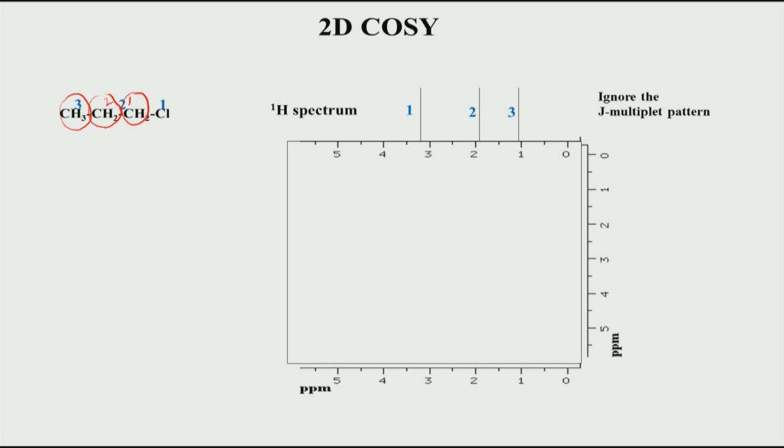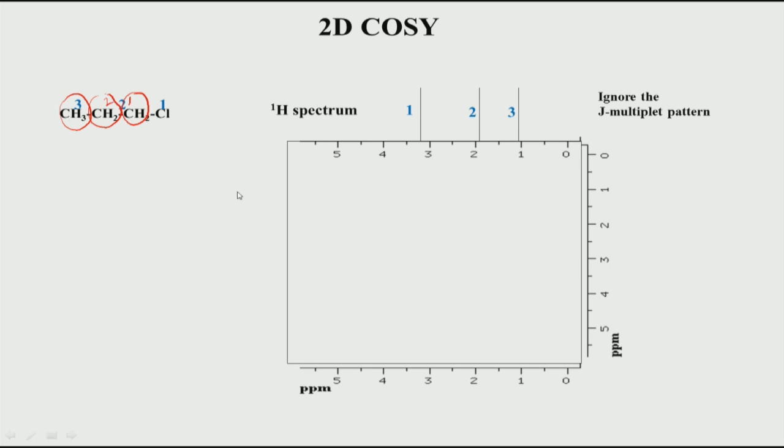So, if atom A is coupled to atom B by J coupling, atom B automatically is coupled to atom A by J coupling, both are coupled to each other. So, 2 is also coupled to 3 and 2 is also coupled to 1. Similarly, if you go to 1, 1 is coupled to 2.